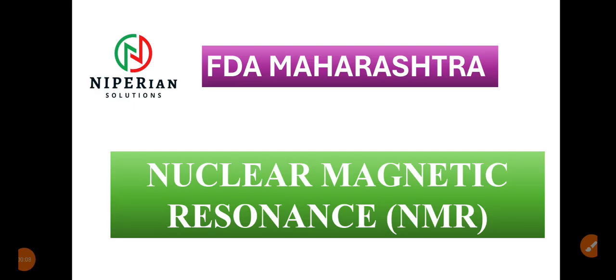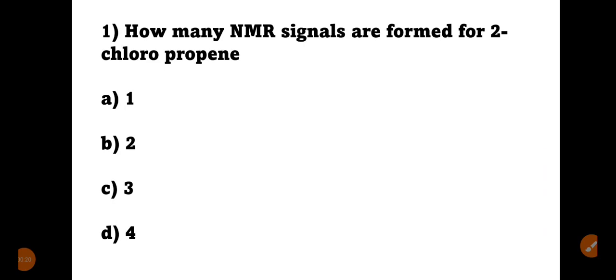So today we are going to discuss nuclear magnetic resonance, which is a very important topic from the exam point of view. So we will discuss the important MCQs one by one, right? So let's start with the first one. The first MCQ is: how many NMR signals are formed for 2-chloropropene?